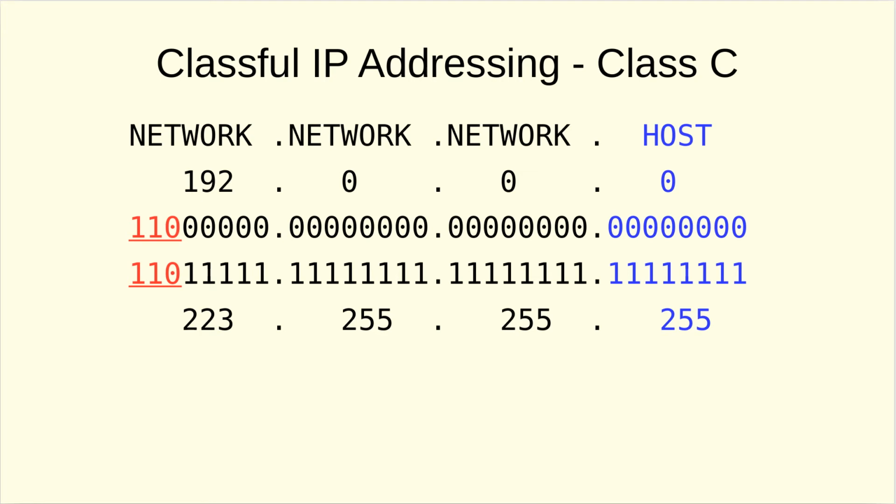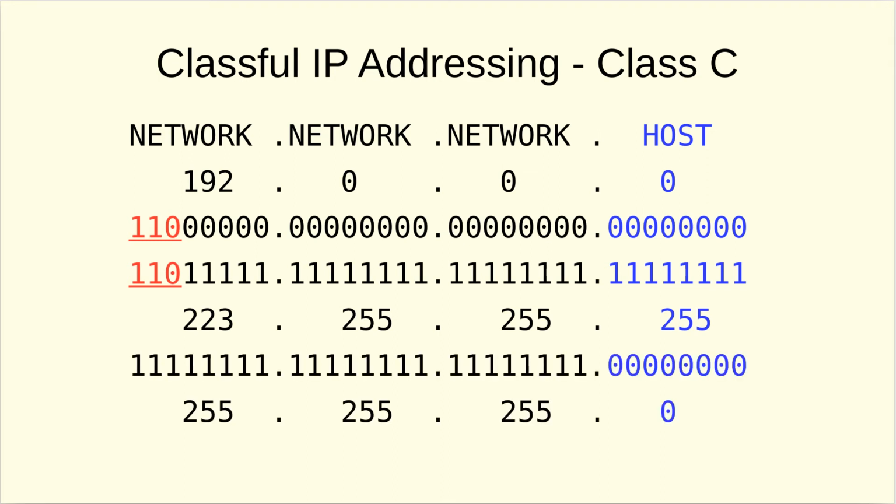In this case, with a Class C address, we have network, network, network. The first 3 octets are reserved for the network. That's why there are so many Class C networks. And only the last octet is reserved for the host. That's why there's so few hosts on each Class C network. We can see the default subnet mask for a Class C is 255.255.255.0. Most people are familiar with that one. It's probably the most common subnet mask that most people see, because most people use Class C addresses.